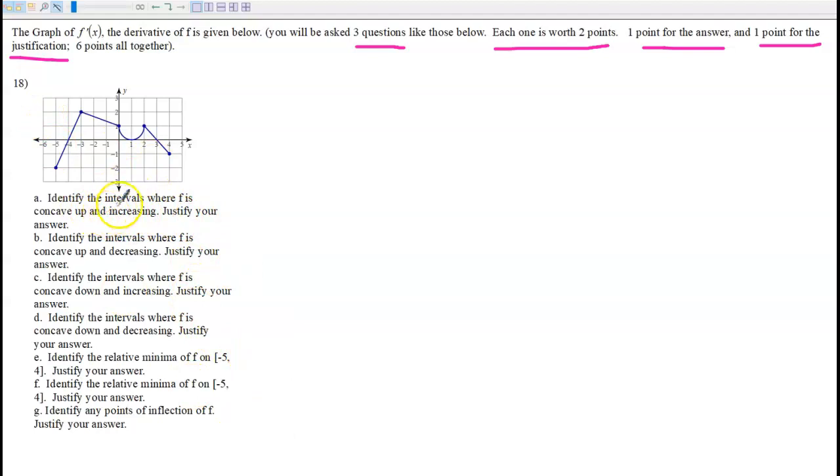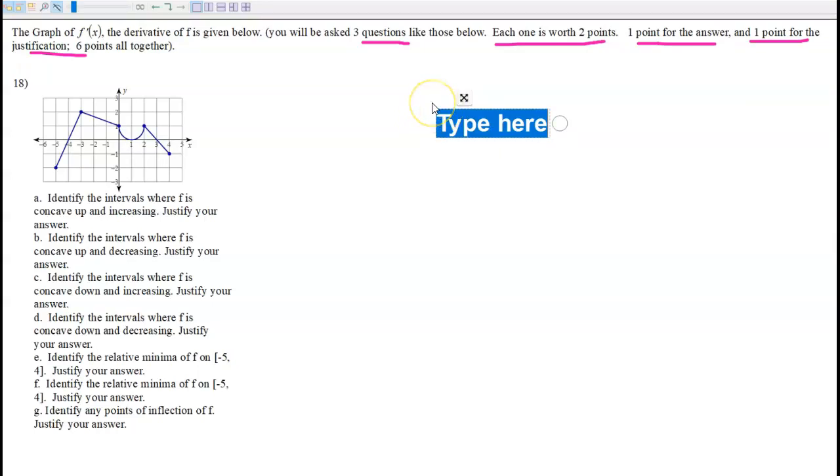Part A says, identify the intervals where f is concave up and increasing. Justify your answer. So before I begin, it might be good to just list some facts. So first of all, we want to identify the fact that this is a graph of f prime. So that's very significant. You have to understand that you're looking at a graph of f prime. Okay, so here's what we know.